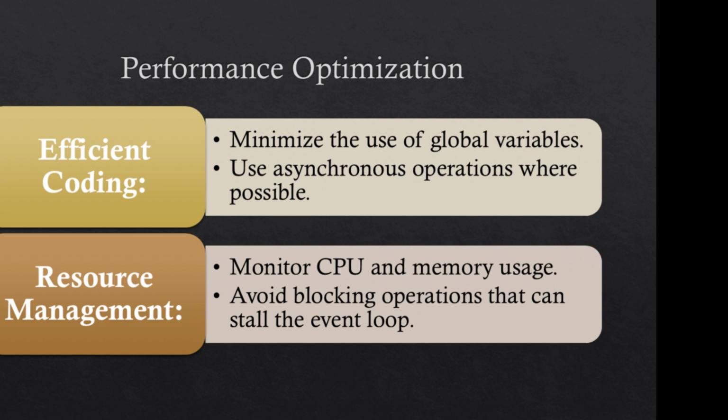Efficient coding: we minimize the use of global variables to reduce memory usage and potential conflicts. Wherever possible, we employ asynchronous operations to prevent blocking the event loop, ensuring that the system remains responsive. Resource management: continuous monitoring of CPU and memory usage helps us detect and address performance bottlenecks. We avoid blocking operations that could stall the event loop, such as long-running computations without yielding control.